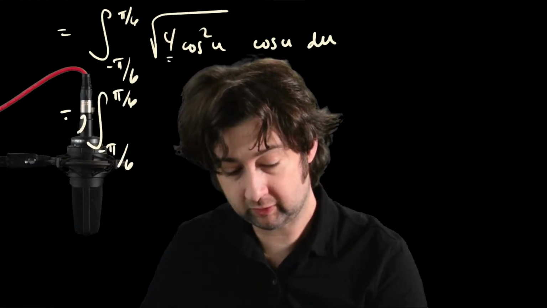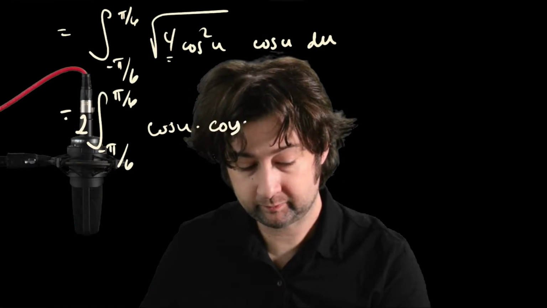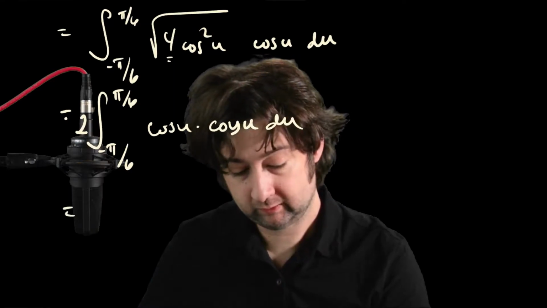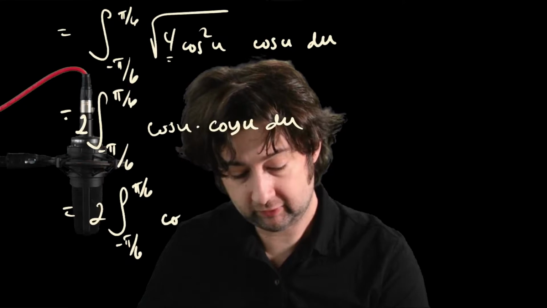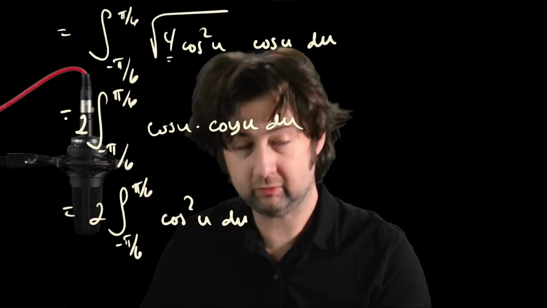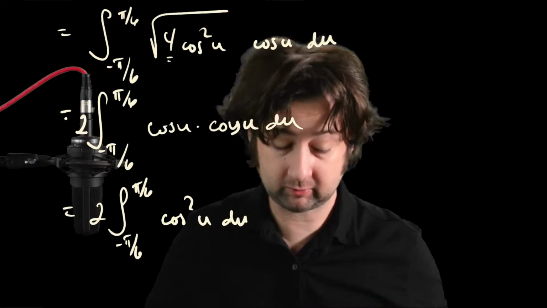The 4 gets rooted into a 2. The square root of the cosine squared is just the cosine. And there's another cosine u right here. So this is 2 times the integral from -π/6 to π/6 of the cosine squared of u du. And now we can use the techniques that we learned in the last section to finish this problem up.